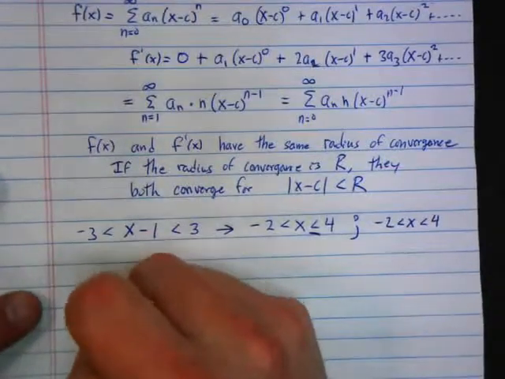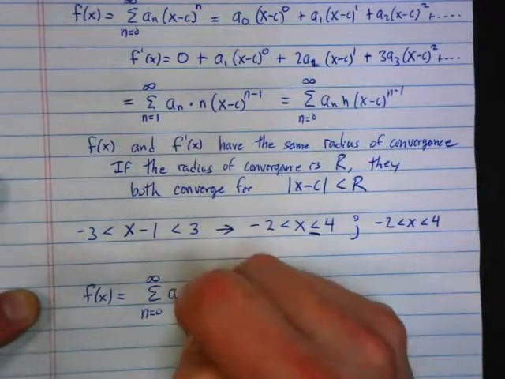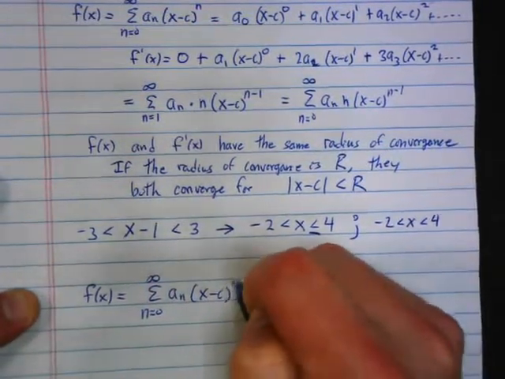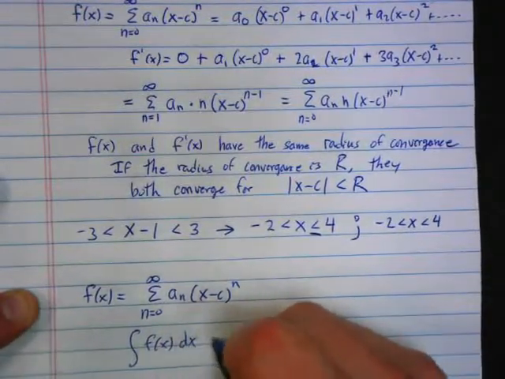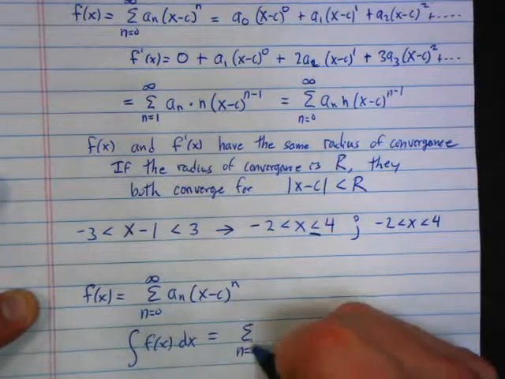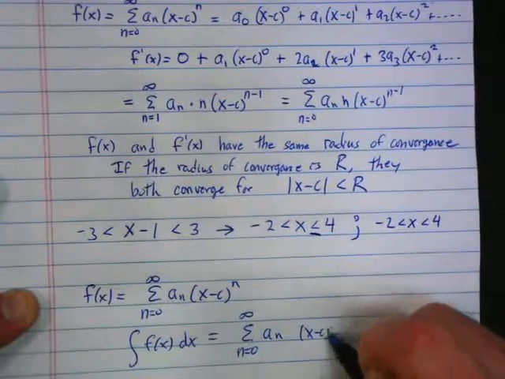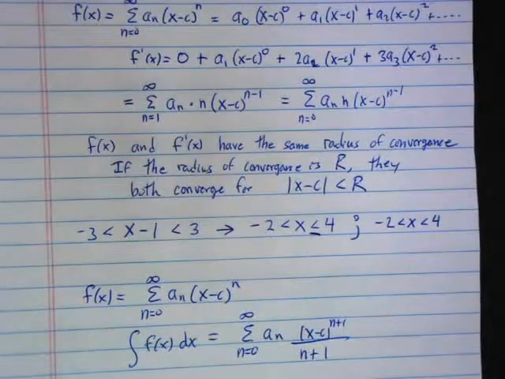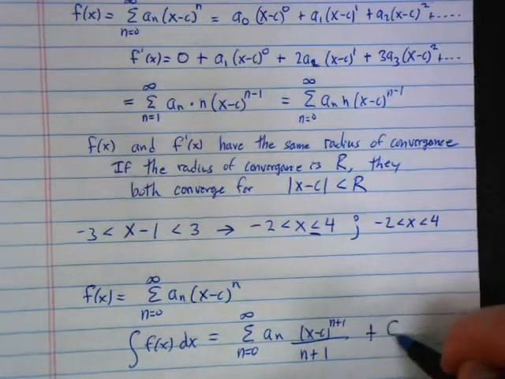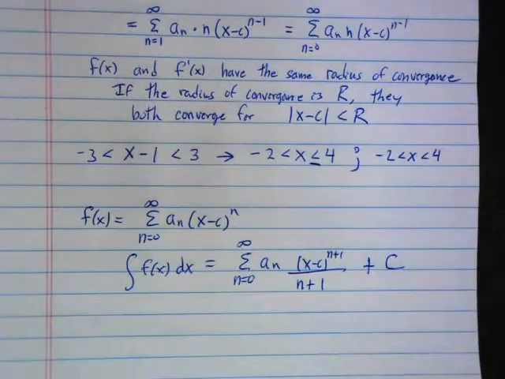So if f of x is the sum from n equals 0 to infinity of a sub n times (x minus c) to the n, then the integral of f of x dx is the sum from n equals 0 to infinity of a sub n times (x minus c) to the n plus 1, divided by n plus 1, plus c, absolutely, plus c when we do an integral. Very good. That nasty little plus c there is easy to forget.